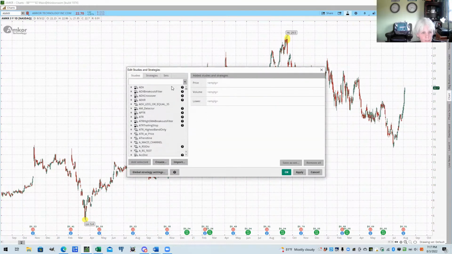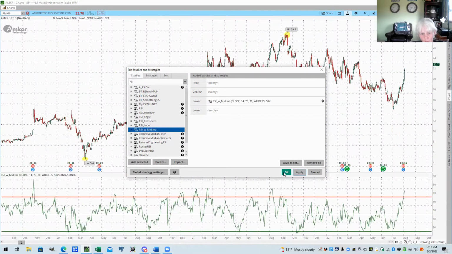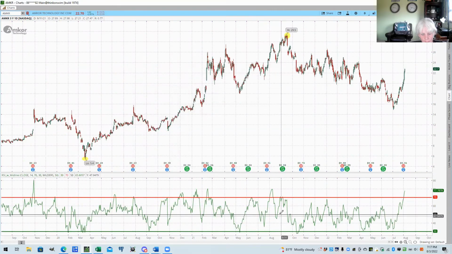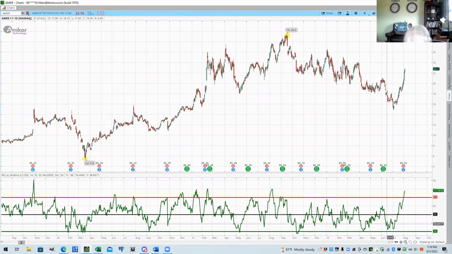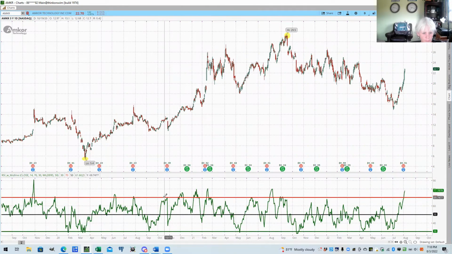I go to the edit studies and pull up the RSI with midline. This script is on the website. Really simple. It has the midline here, and I have a red line for the high at 70. Anything above this is considered overbought. Anything below the 30 is considered oversold. But I'm primarily looking at what the RSI is doing above the red line.